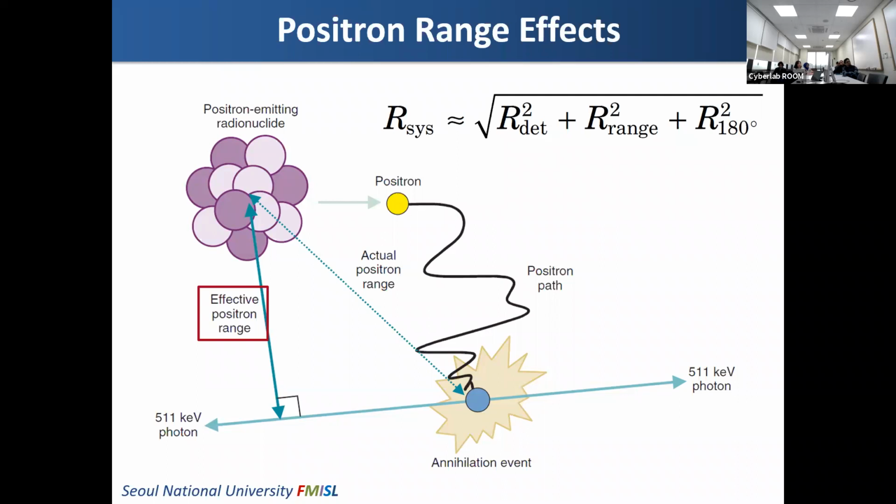So in PET, we just collect these events in the same way to generate one projection data. If we collect all the events that came from this direction, we can generate another projection without the use of a collimator. So that is why we don't need to use a collimator.